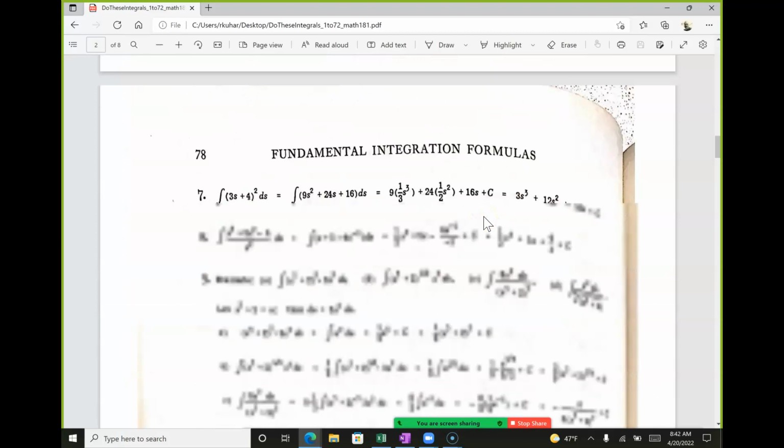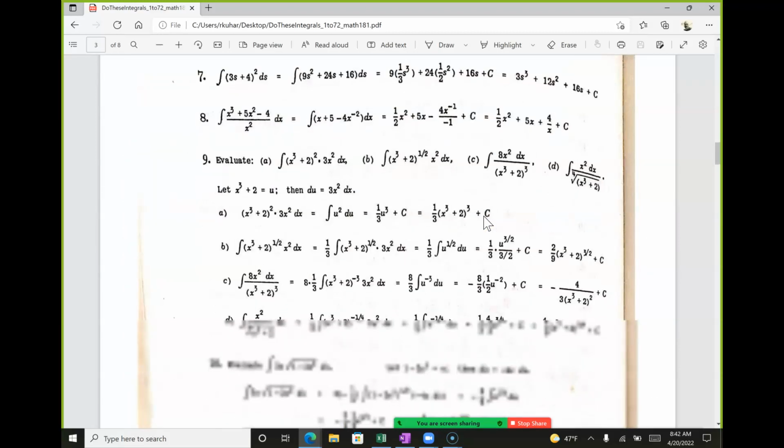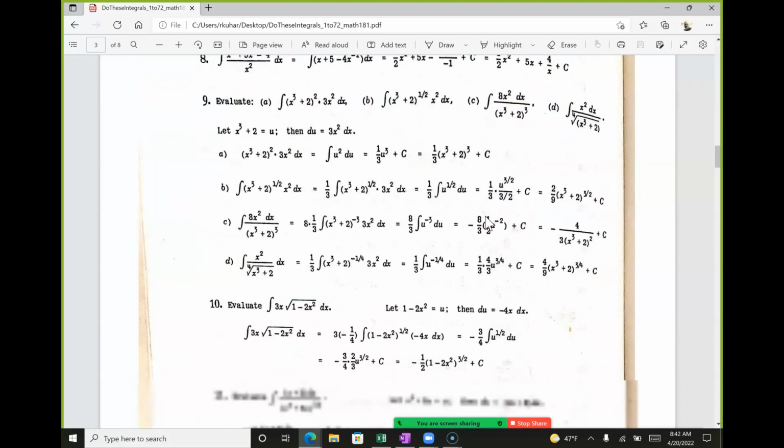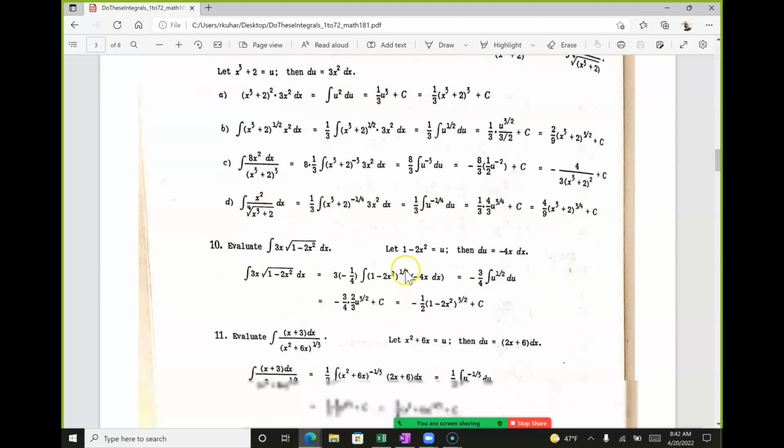So I'm looking for an obvious inside here. Any of these, and 9 is fine, or 10. Which one do you want to do? 9a, b, c, d, 10, 11. 11 goes with dx. Yep. So we'll do 11.